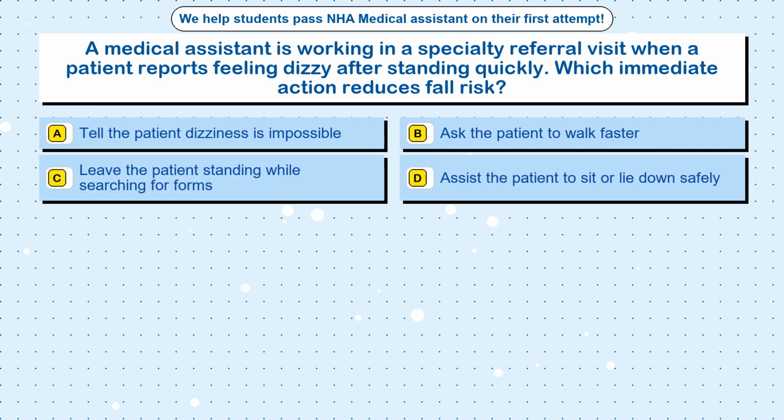Question 49. A medical assistant is working in a specialty referral visit when a patient reports feeling dizzy after standing quickly. Which immediate action reduces fall risk? Option A, tell the patient dizziness is impossible. Option B, ask the patient to walk faster. Option C, leave the patient standing while searching for forms. Option D, assist the patient to sit or lie down safely.